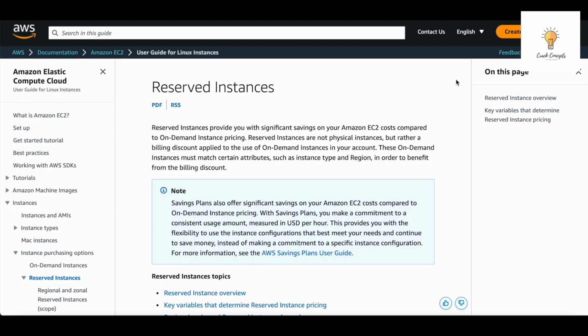The second type is reserved instances. As the name suggests, these instances are reserved. These are not like on-demand instances, where you demand and you will get. It's not like that. These are reserved for a set number of years, say 1 year or 3 years. Reserved instances provide you with significant savings on your Amazon EC2 cost compared to the on-demand instance pricing, because you're reserving it beforehand, so you will get a good amount of discount. Say up to 72% discount you can get.